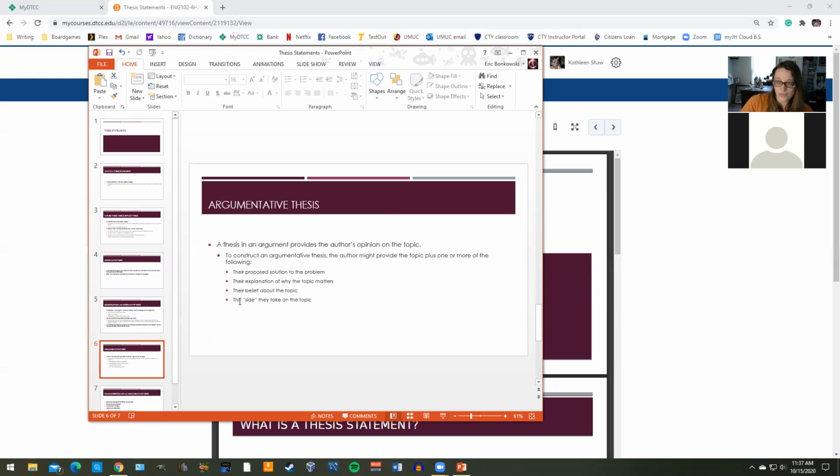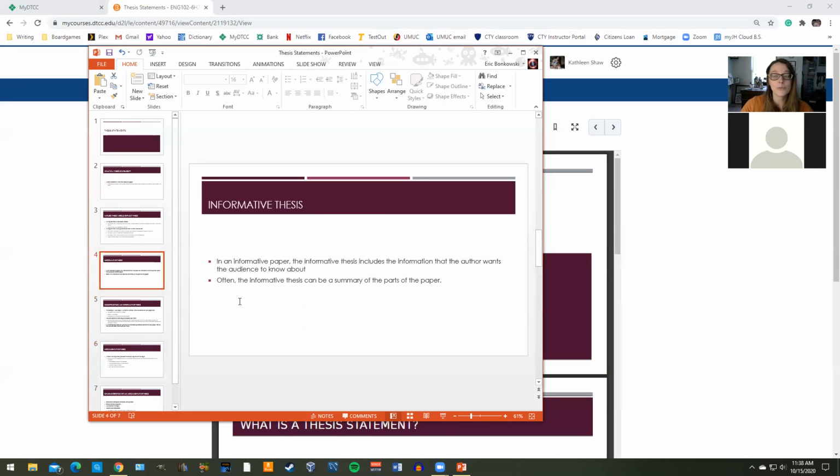That's all argumentative thesis. We tend to write by default. This is the kind of thesis we've been taught to write. This is usually what we think when we hear the term thesis. It is possible to write an informative thesis as well, and that's what we're going to be doing in this paper. An informative paper requires an informative thesis, which just includes the information that the author wants an audience to know about. Often, the informative thesis is a quick summary of the different parts of the paper.